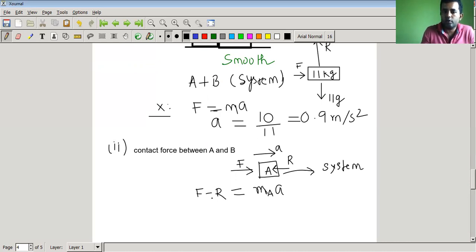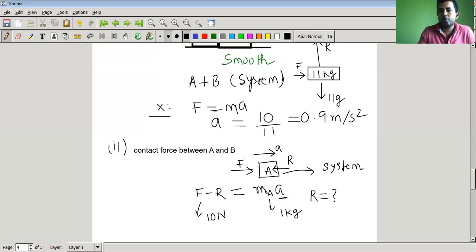Now we have to find R, right? We know what the acceleration is, that is 0.9. We know this is 1 kg. We know what F is, and that is going to be 10, right? So if you substitute this, you can calculate the value of the contact force between A and B.